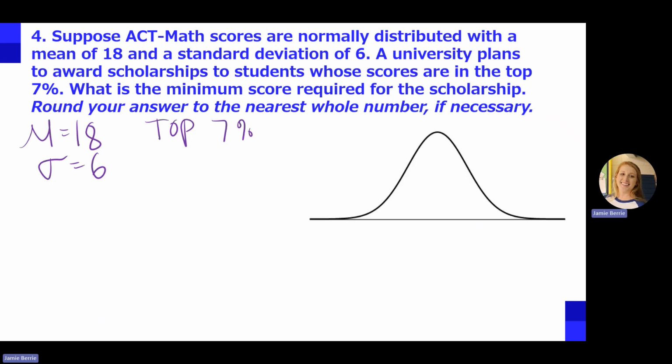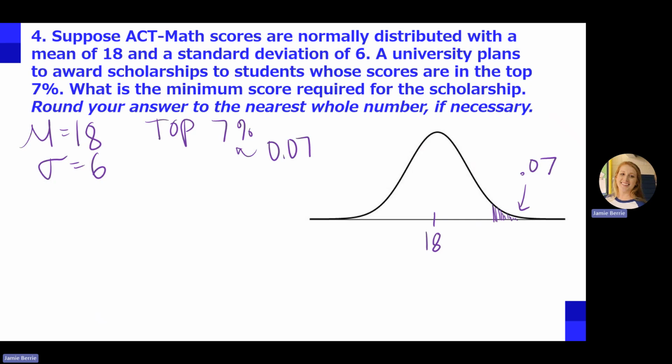Okay, so here's our normal curve. Put your mean right there in the middle, 18. And we're looking at the top 7%, so that's going to be people that scored higher than average. So we're shading the top or the right-hand side of our normal curve. And as a decimal, 7% would be 0.07. So that's 0.07 is the probability or the area under the curve.